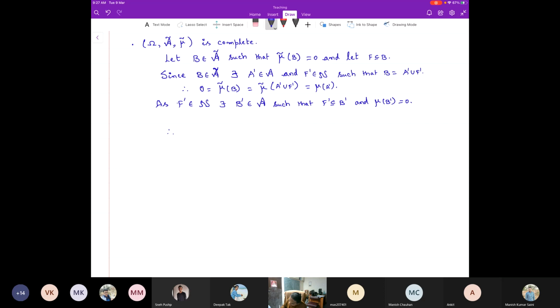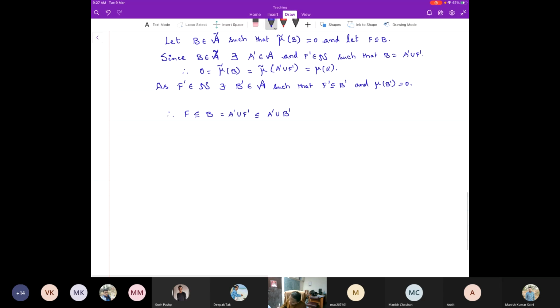Therefore, F, which is contained in B, but B is A dash union F dash. F dash is contained in B dash, therefore F is contained in A dash union F dash, which is contained in A dash union B dash. What is mu of A dash union B dash? By subadditivity, this is at most mu of A dash plus mu of B dash.